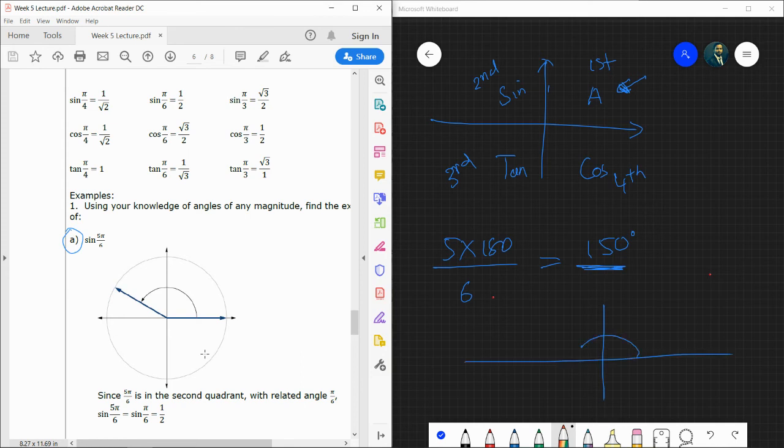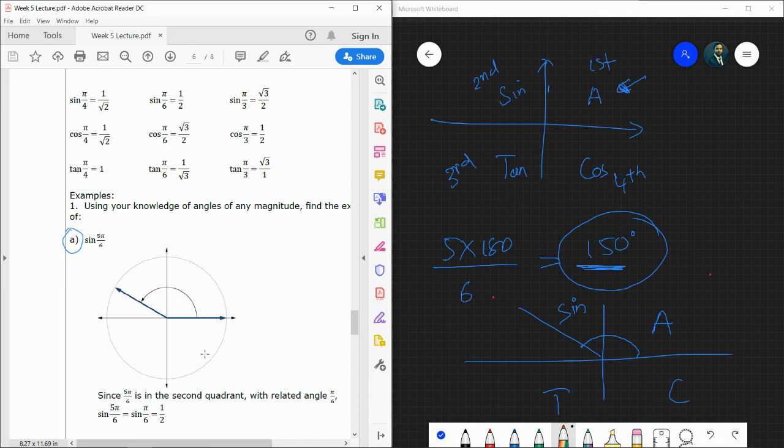It's here, somewhere here. And remember, all stations to central. So this is sine. So if we are looking for sine, this should be positive. So we already know the exact values of 0, 30, 45, 60, and 90, but we don't know the exact value of 150. What can we do?